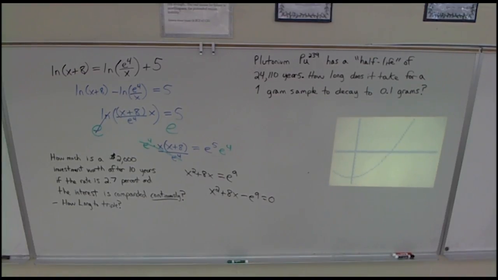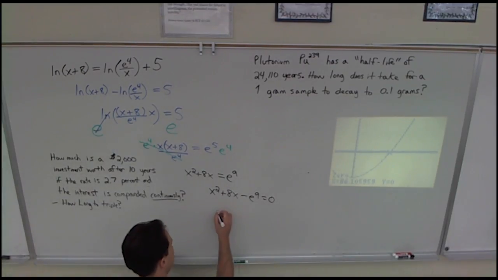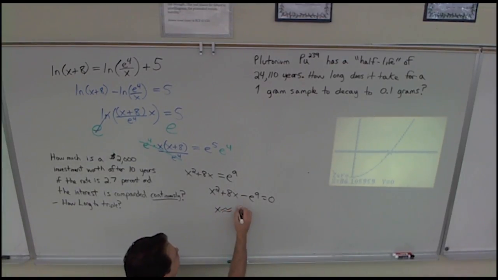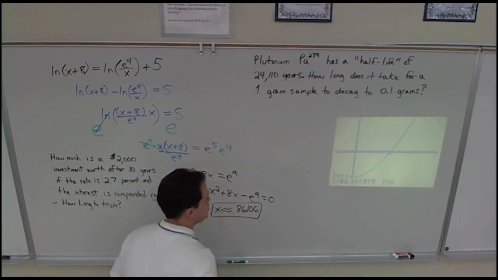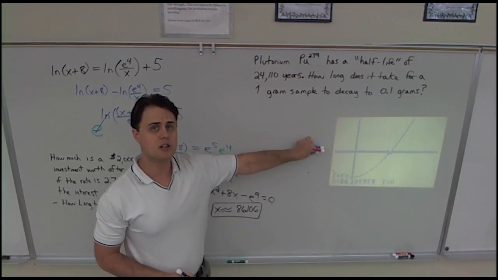So there's one of them right there. So second, calculate zero, on the left side, on the right side, and guessing. So one of my solutions to this parabolic equation is x is approximately 86.106.